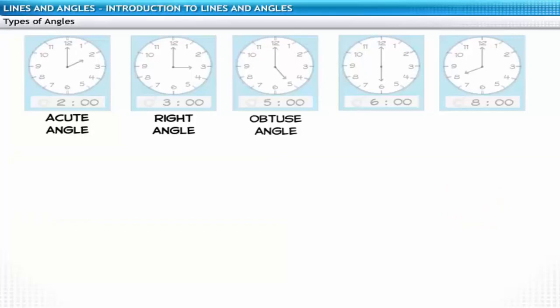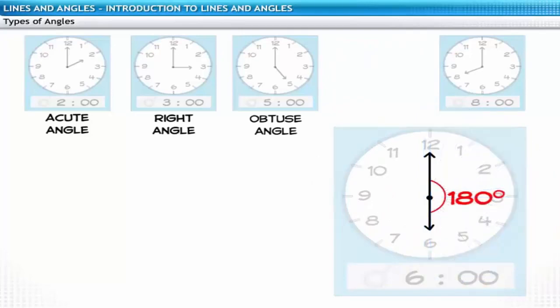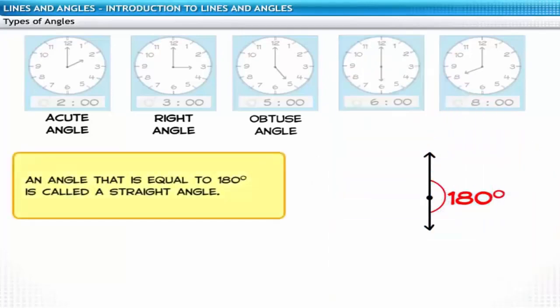Now, let's see what angle is formed at 6 o'clock. This angle is equal to 180 degrees. An angle that is equal to 180 degrees is called a straight angle.